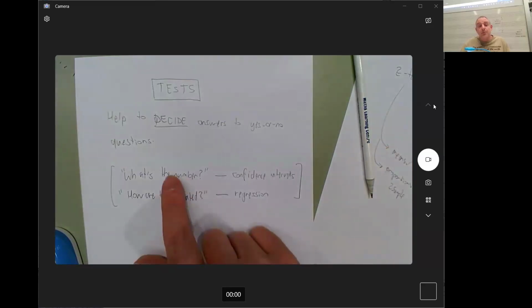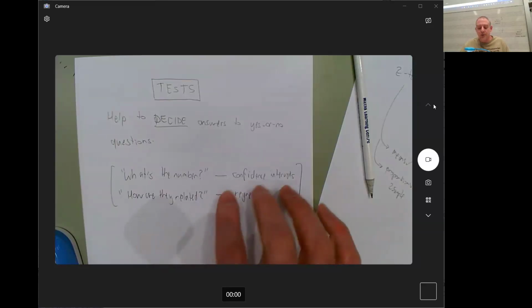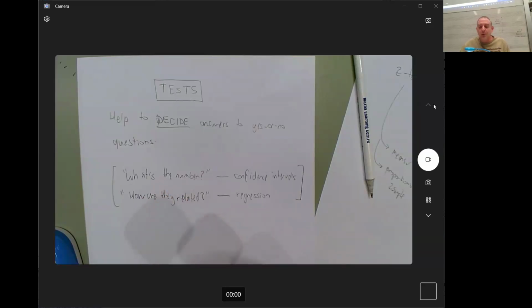But both of these can be pitched as yes or no questions if you want. If you have the question, are they related? That's a yes or no question. And you can do that with a test. The test is part of regression. And is the number equal to 5? That's a yes or no question. So as opposed to what's the number? Is the number 5? That's a yes or no question, and that's what a test is for. I just wanted to point out that they are the possibilities.